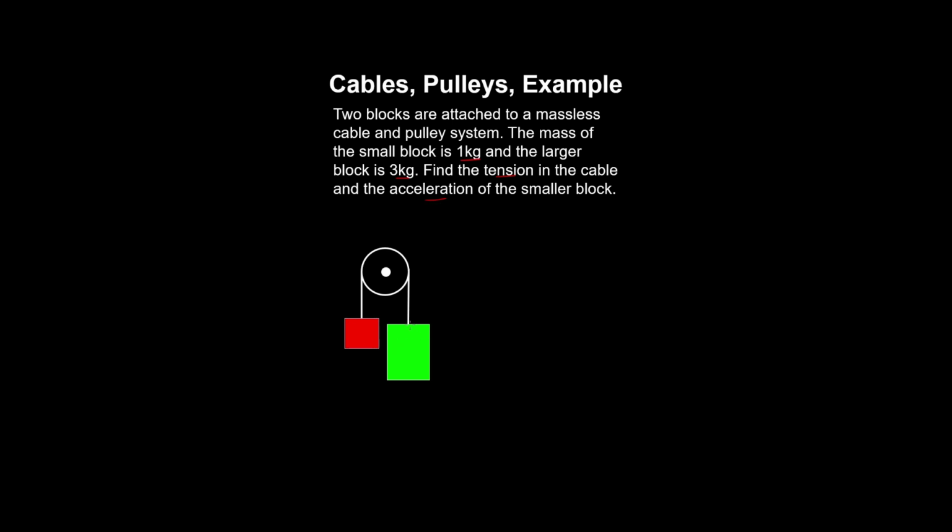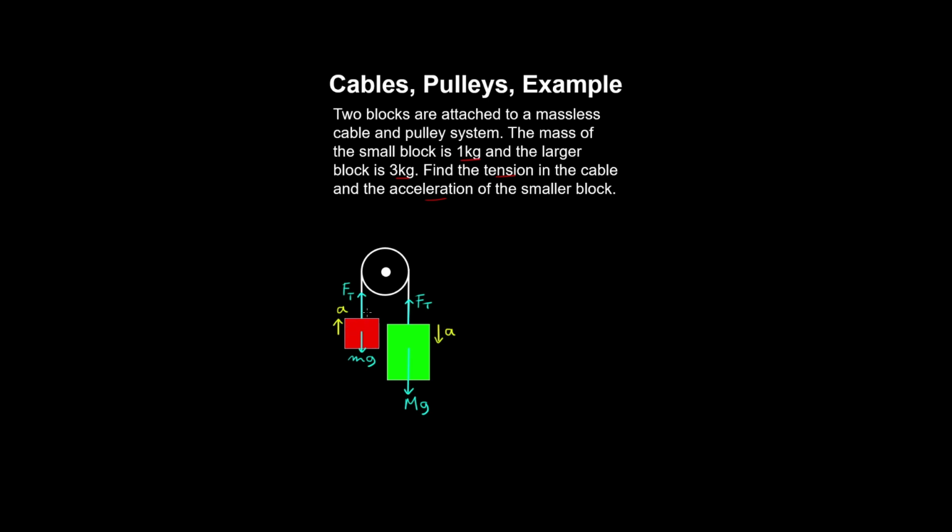We'll take a free body of each block. We can draw the forces acting on each block, where the tension in the cable is uniform, because the cable and pulley system are massless, and the magnitude of the acceleration vector for both blocks is equal.